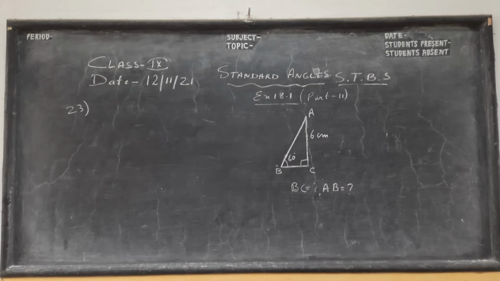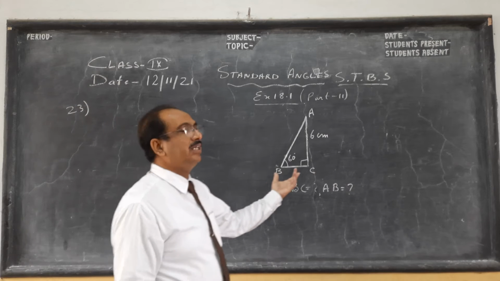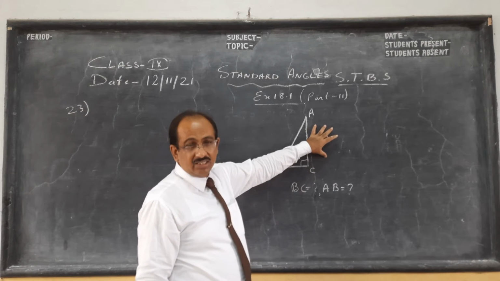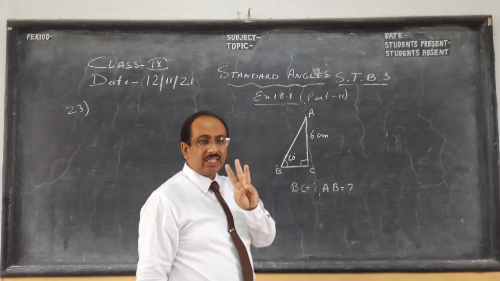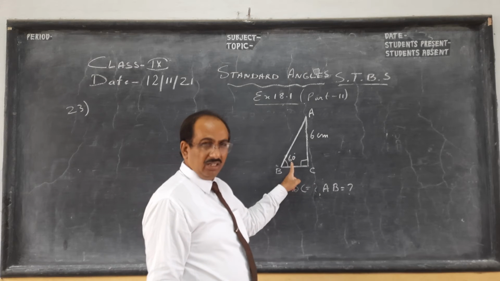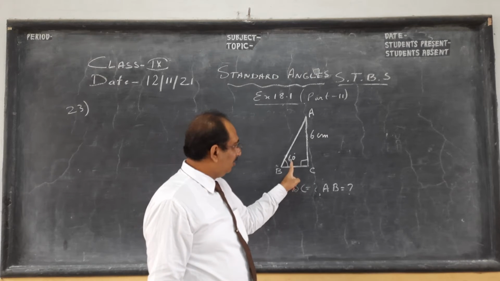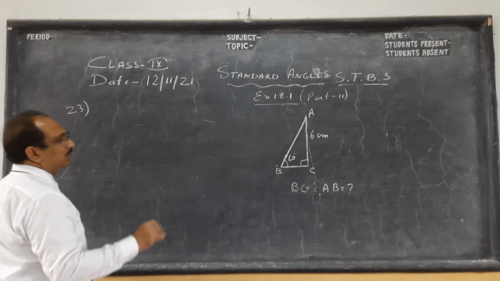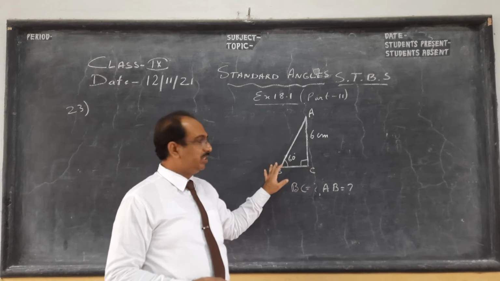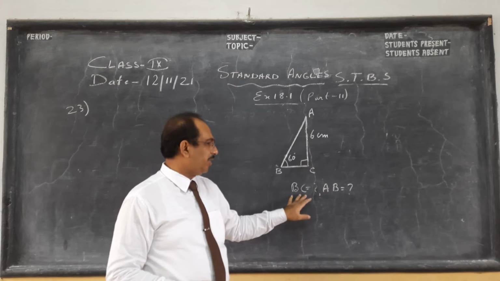So in the next question, children, we are going to use values of standard angles to find the distance. This is the beginning of height and distance. If we know the height, we can find the distance. There are three things in sine, cos, any trigonometric ratio: one is the angle, and the other two are sides. So we have to get BC. Here you have a triangle, angle C is 90, angle B is 60, AC is 6, and you have to find BC and AB.